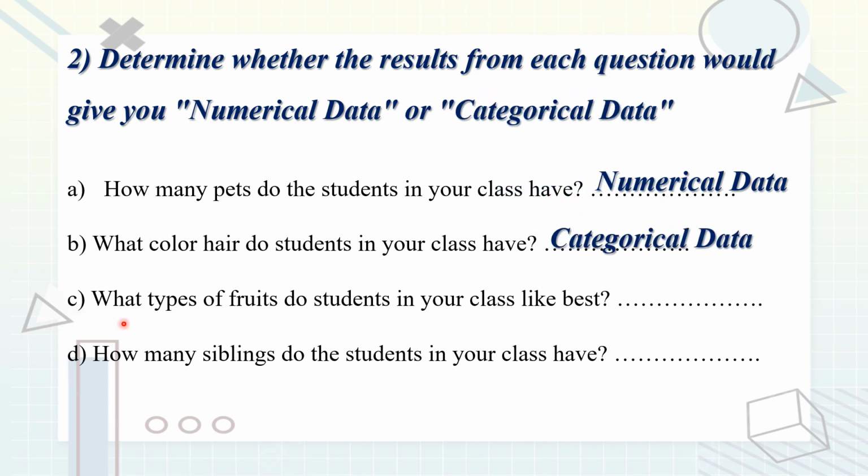Letter C, what types of fruits do students in your class like best? Also for this question, the answer would be a word, so it's categorical data. Letter D, how many siblings do the students in your class have? This question has an answer in number form, so it will be numerical data.